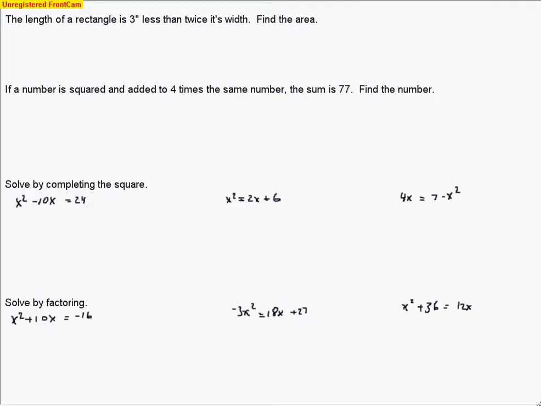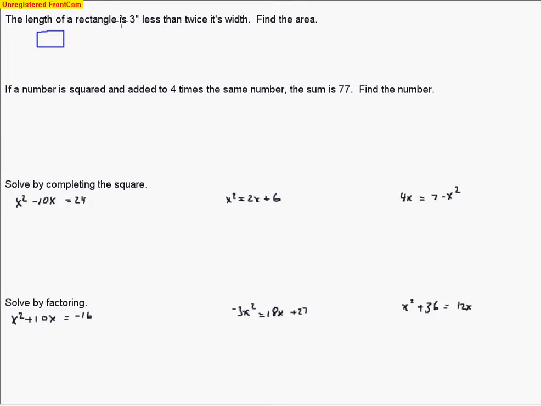This is the lesson for Handout 3A. Taking a look at our first problem, the length of a rectangle is 3 inches less than twice its width. Let's go ahead and draw a little picture if we're a little unclear about what is going on here. Here's my rectangle, and the length of the rectangle is.